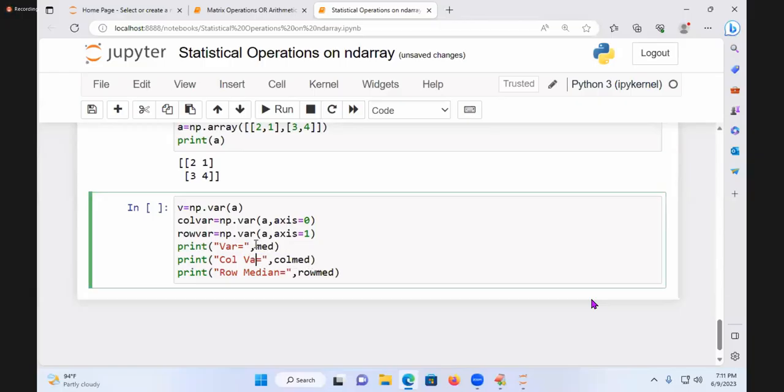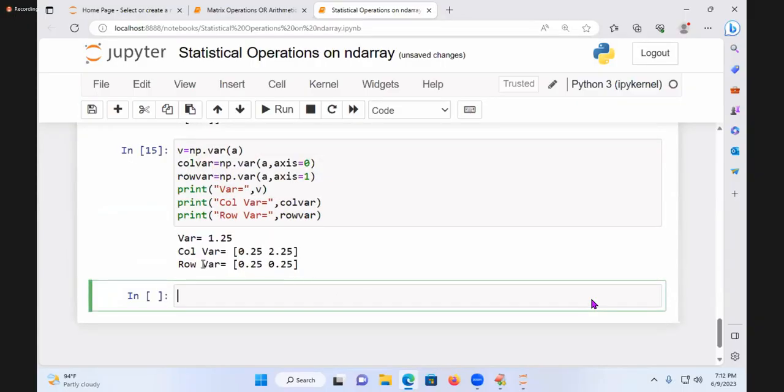Column variance. Here I am writing column variance. Next is called row variance. What is the answer now? See the answer. The answer is 1.25. At least the first one you are remembering now. The second one, the third one, and the last one, I hope you are also remembering.